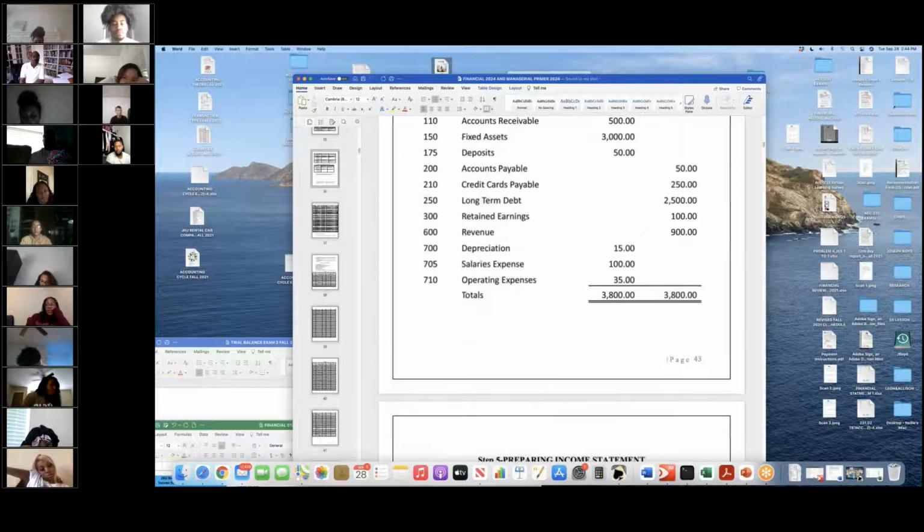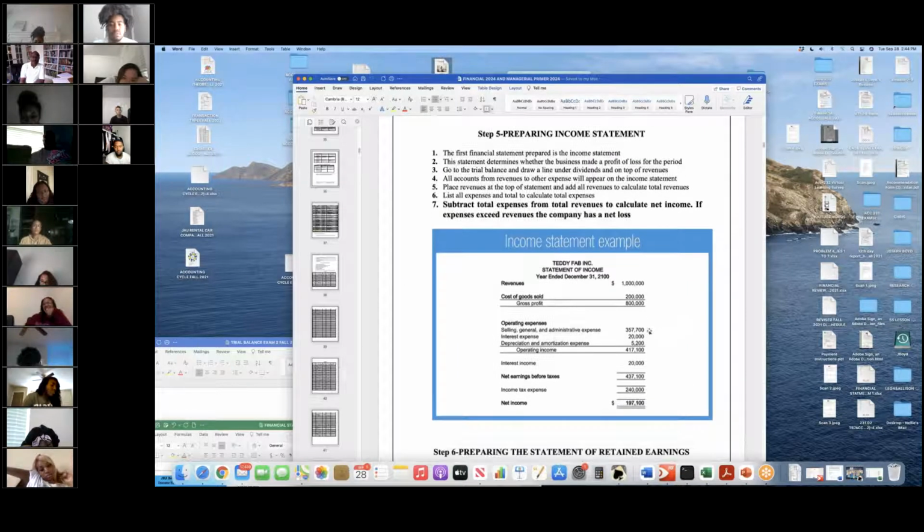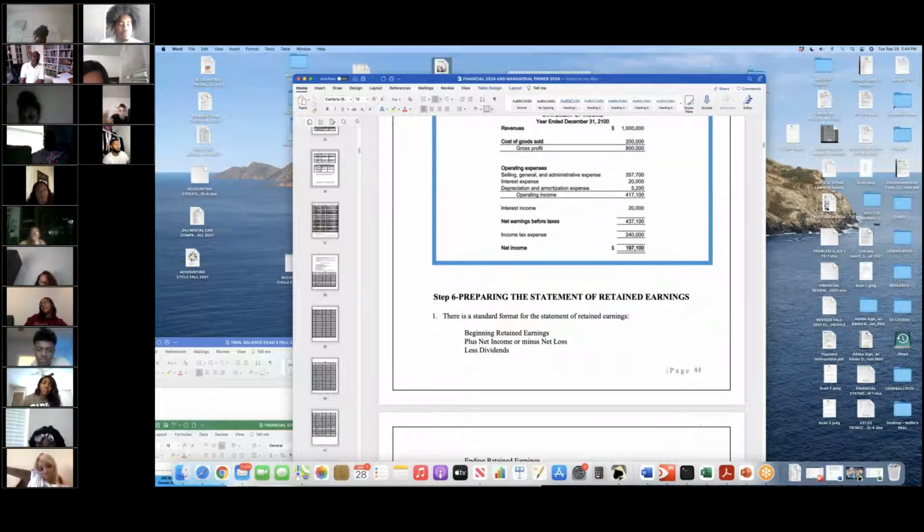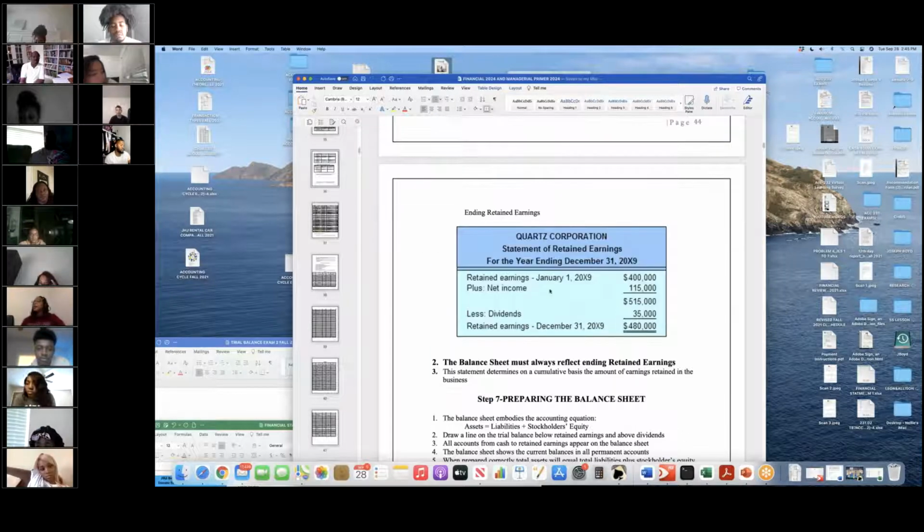And now what we want to do is to get the financial statements prepared. There's no exact format, but an income statement shows revenues, less costs, less expenses. That's how we get the net income. The statement of retained earnings is a simple statement. How much did we earn? How much were we paid out in dividends? How much of the earnings did we keep in the business?